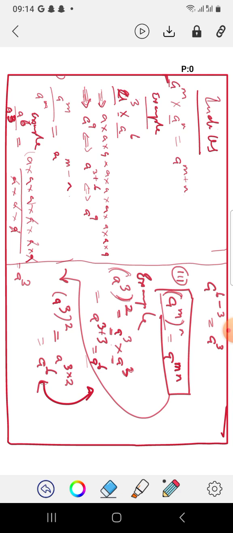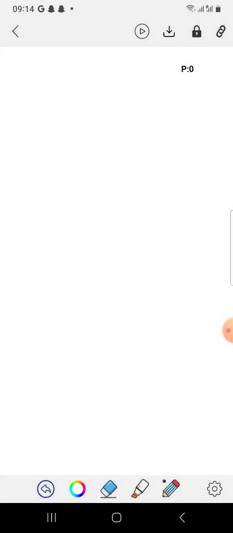Let me save this page so that we can move on to another law. Don't get me wrong, I know you are familiar with these laws, but they are saying we should still teach you, so I'm teaching you all the same. Is there any other law here?